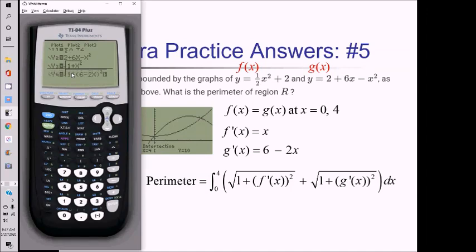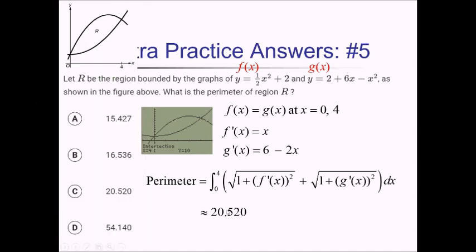Now that I've done that, I'm going to quit out of there. Let me do Math 9 for an actual integral from 0 to 4. And now I'm going to do alpha trace y3 plus alpha trace y4, put a dx out there, and hope for the best. So all of that comes out to 20.520, which is going to give me answer choice C.